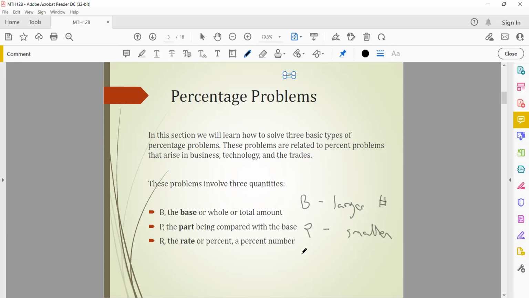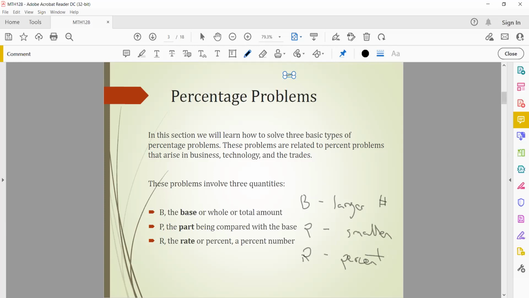And then R is representing a percentage. So R stands for rate or percent. So that's a percent that's associated with these 2 previous numbers. So R is a percent. So those are the 3 quantities we'll be dealing with. So let's look at an example that connects all of these together.